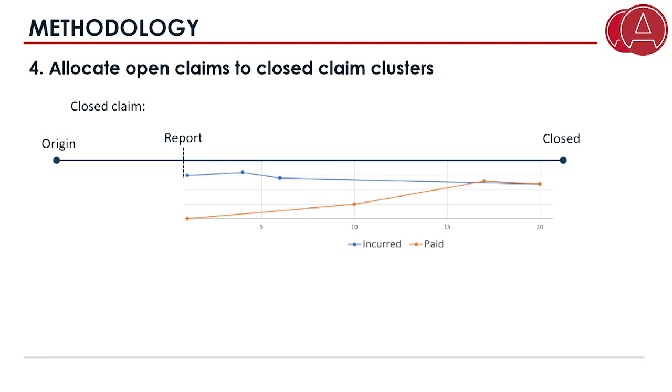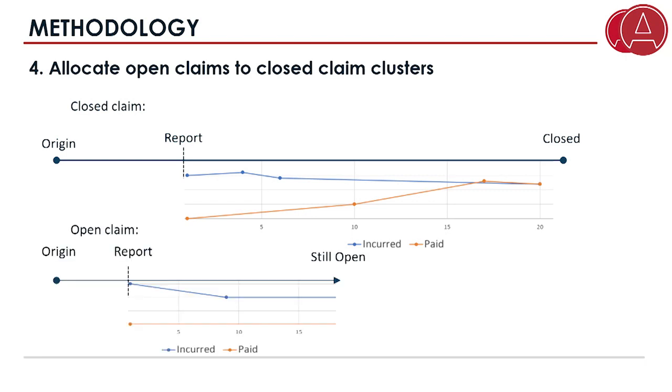If we look at our closed claim as earlier, we know this claim's full development. It's in the past. We know that it's closed, but now we have a given open claim, and it's been reported, but it's still open. Now we want to take this claim and allocate it, or we want to see how similar this claim is to a given closed claim. If you had to do that from first principles, what would you do?